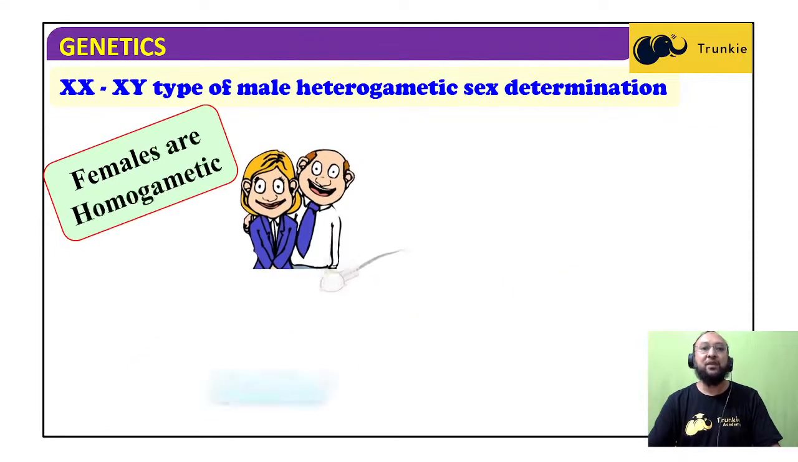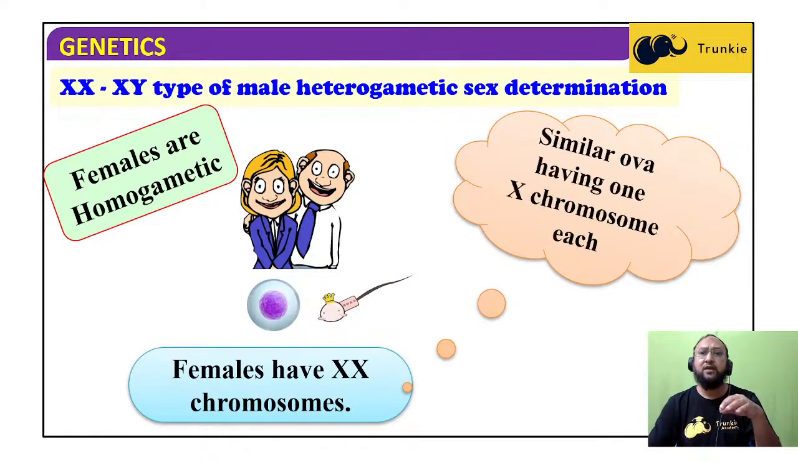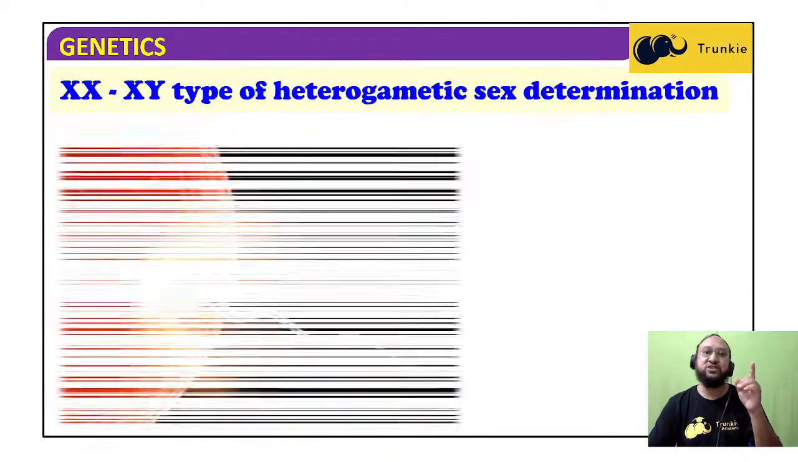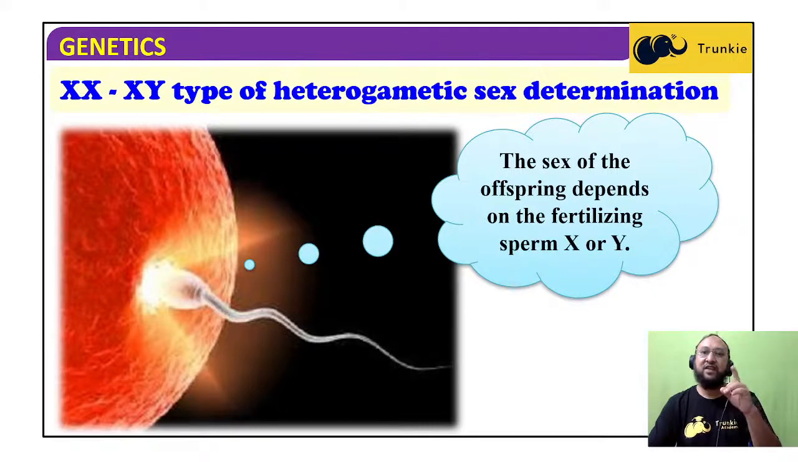Okay, so females are homogametic, and all the gametes, all the ova, all the egg cells will have the X chromosome only. So there is no question of heterogametic. All the gametes are similar because they have the X chromosome, similar ova having one X chromosome each. So the sex of the offspring depends on the fertilizing sperm, X or Y. Which one is fertilizing? The sperm with the X chromosome or the sperm with the Y chromosome.